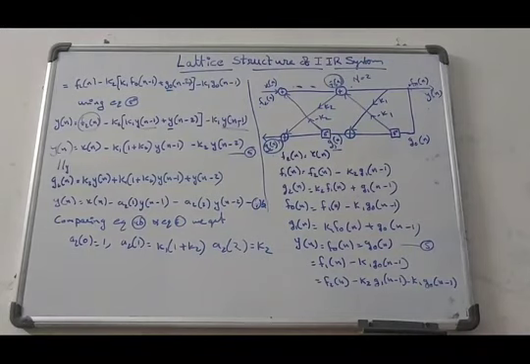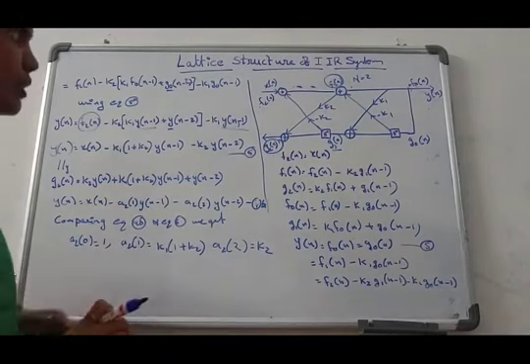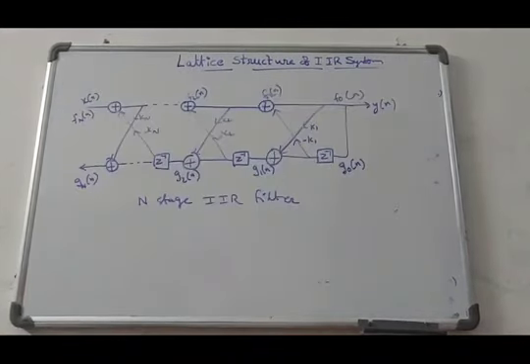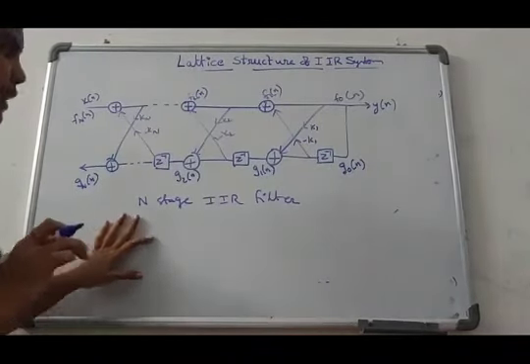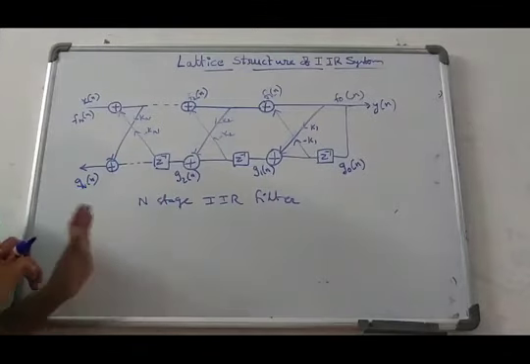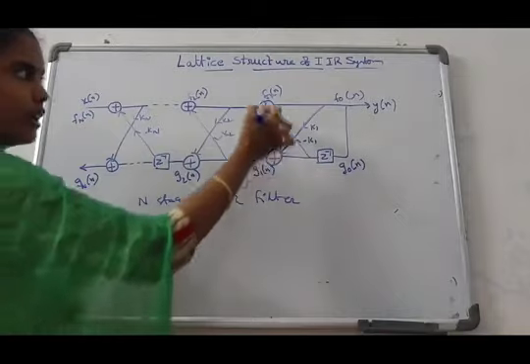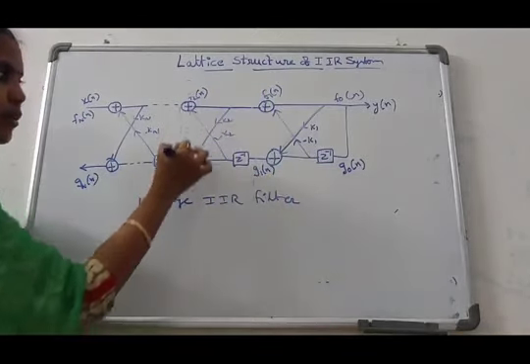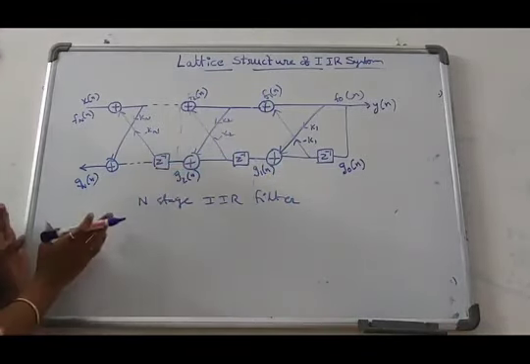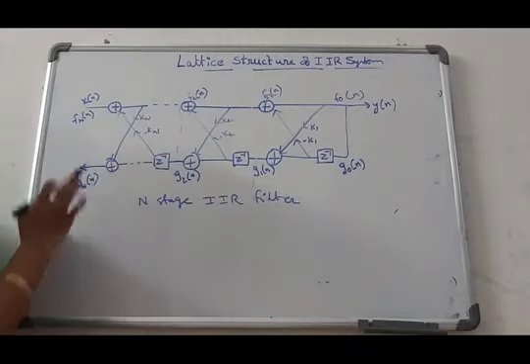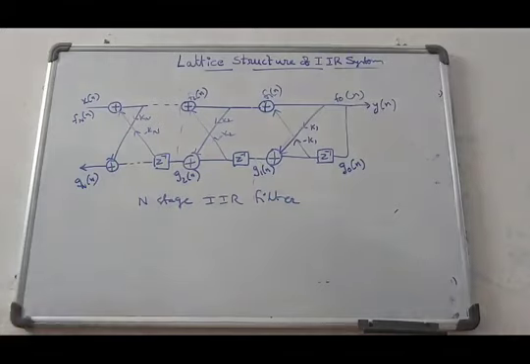If you find it for the nth order lattice structure, how to draw the nth order lattice structure? This is the n stage IIR filter having n number of stages. We have determined only for first order and second order filters. This is an n stage IIR filter. These lattice structures of IIR filters are mainly used for speech processing.